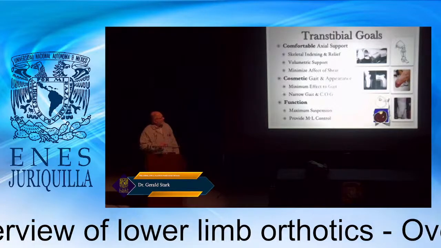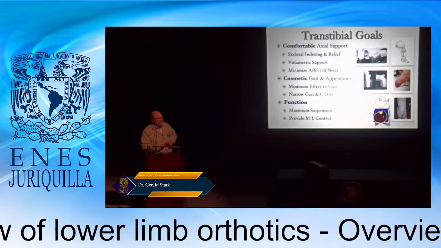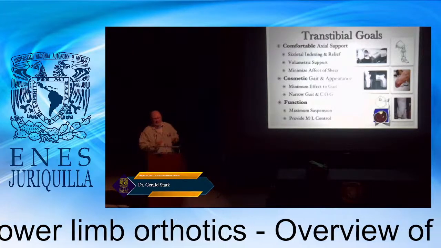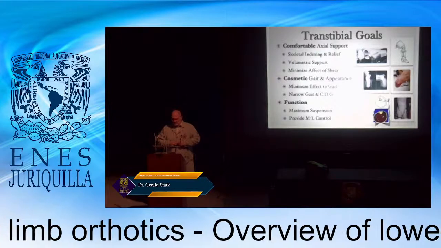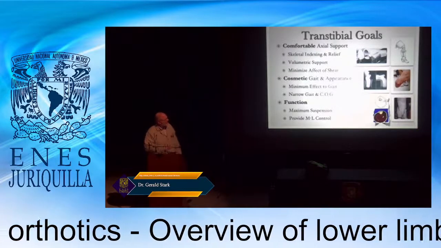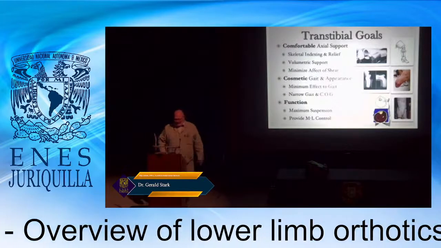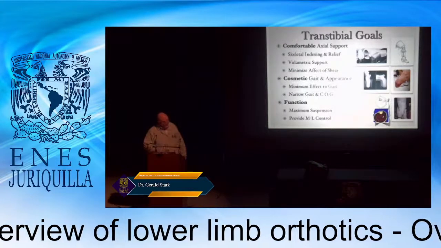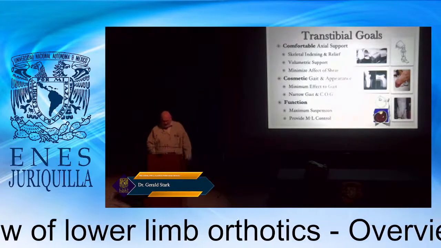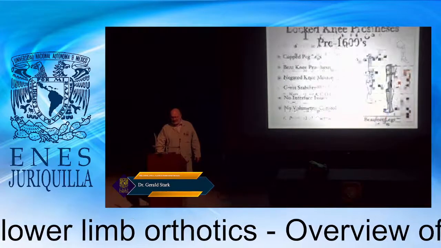And when you look at the cosmetic gait and appearance, this is also important. As we mentioned, alignment is also important for the transtibial. And I think in many cases, we don't try to narrow or make the gait more cosmetic. And then finally, how do we achieve these in terms of our casting techniques?